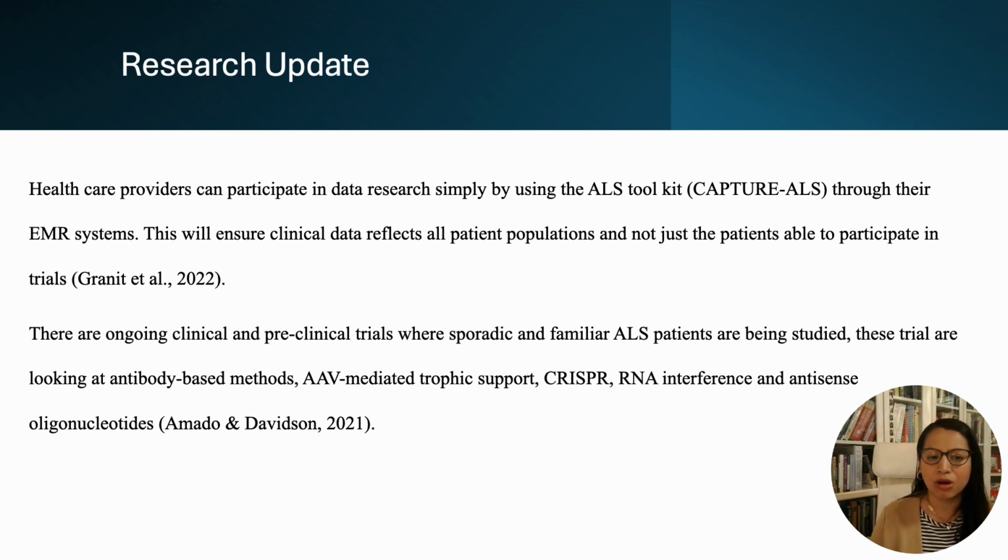And then there are so many ongoing clinical trials right now where sporadic and familial ALS patients are being studied in regards to AAV-mediated trophic support, the controversial CRISPR, RNA interference, and so forth. So there's hope. We haven't found a cure yet, but we want to make sure that we're providing the best possible care for these patients.